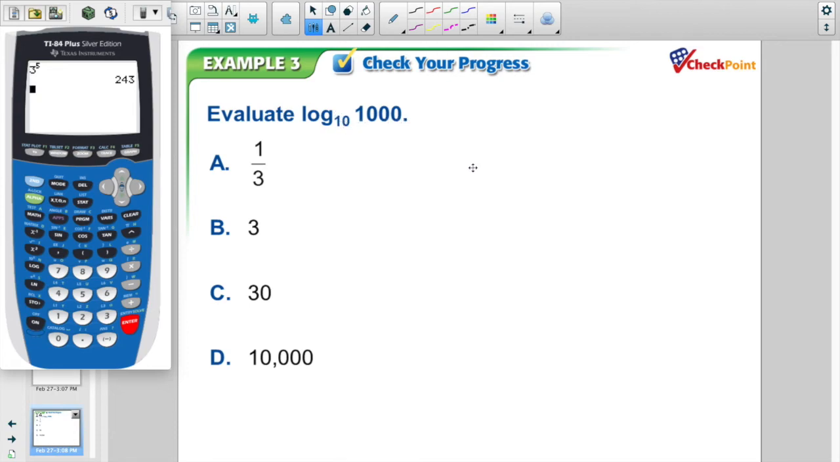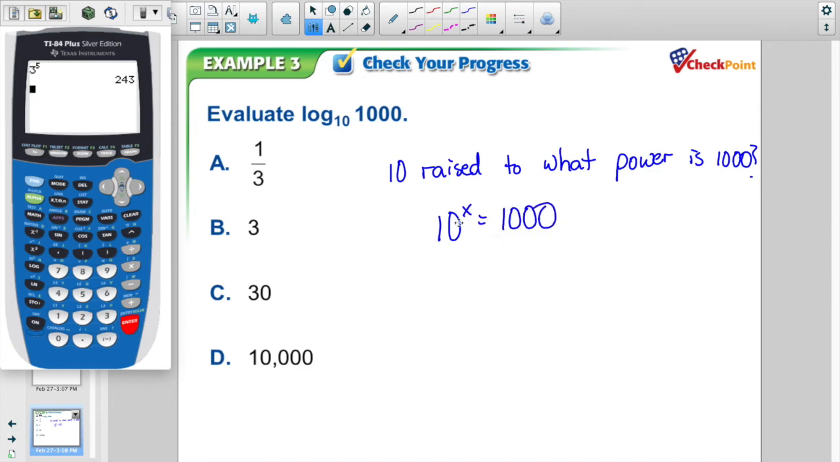Evaluate log base 10 of 1,000. This is really supposed to be you try it, but I only did one example like that. So this is the question you're going to ask: 10 raised to what power is 1,000? And then it would be 3. So that's the answer. You don't have to write down the whole question; you can write it like this: 10 raised to what power is 1,000? And then think about it. Use your calculator to figure out what the number is.